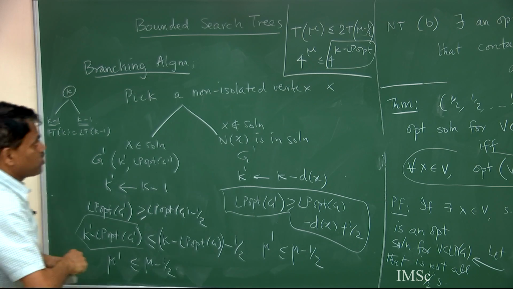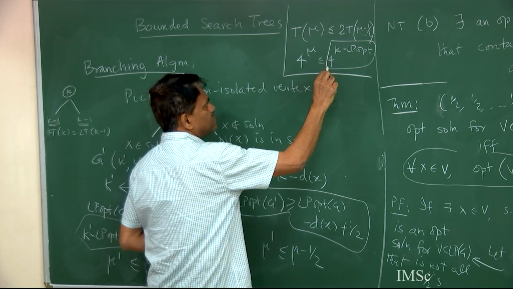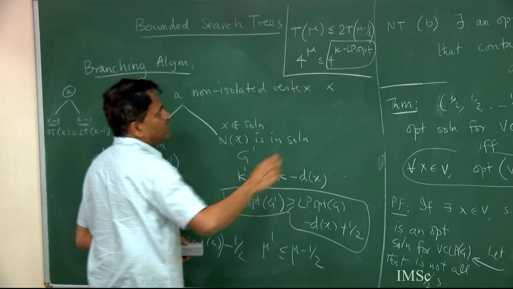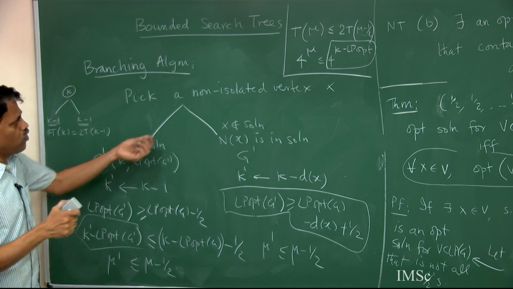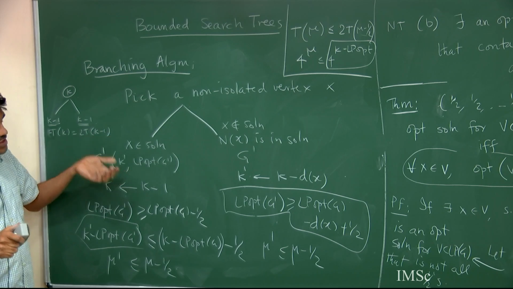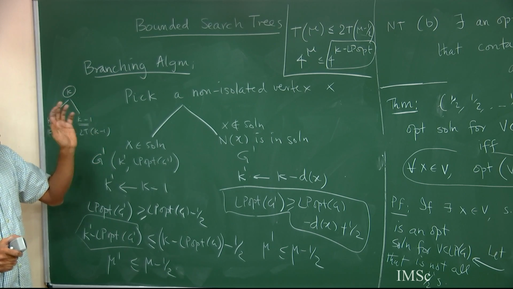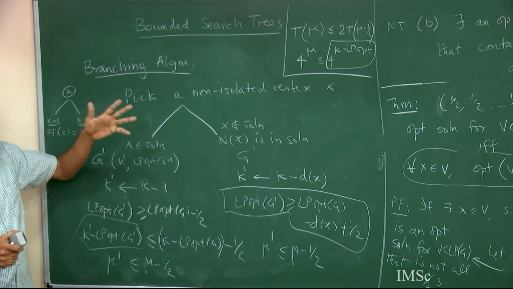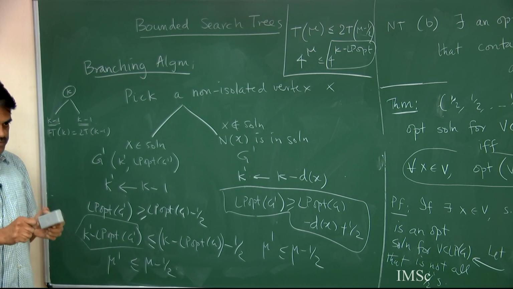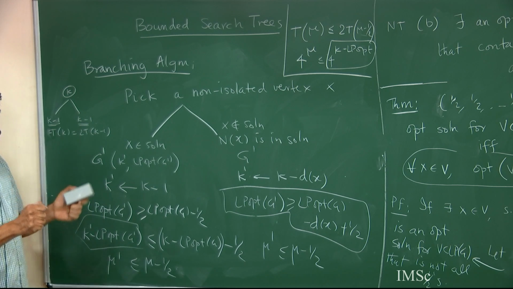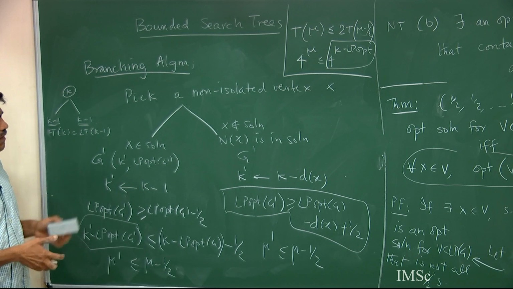By the way, this 4 is not the best base, it has been improved. One can play around a little bit more by picking carefully chosen vertices. So, it is now 2.618 or even 2.23 or something is the base. 1.3 branch, I think.